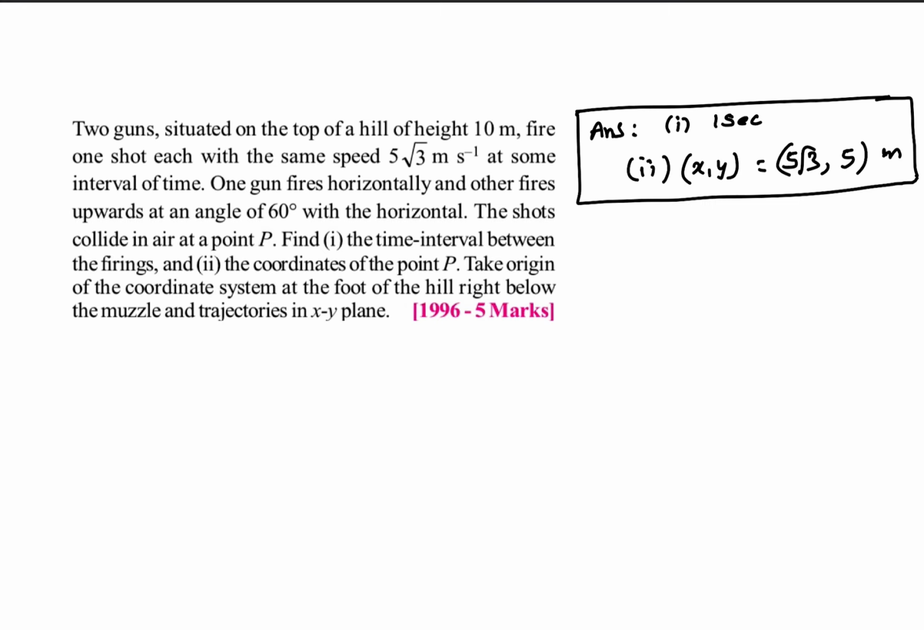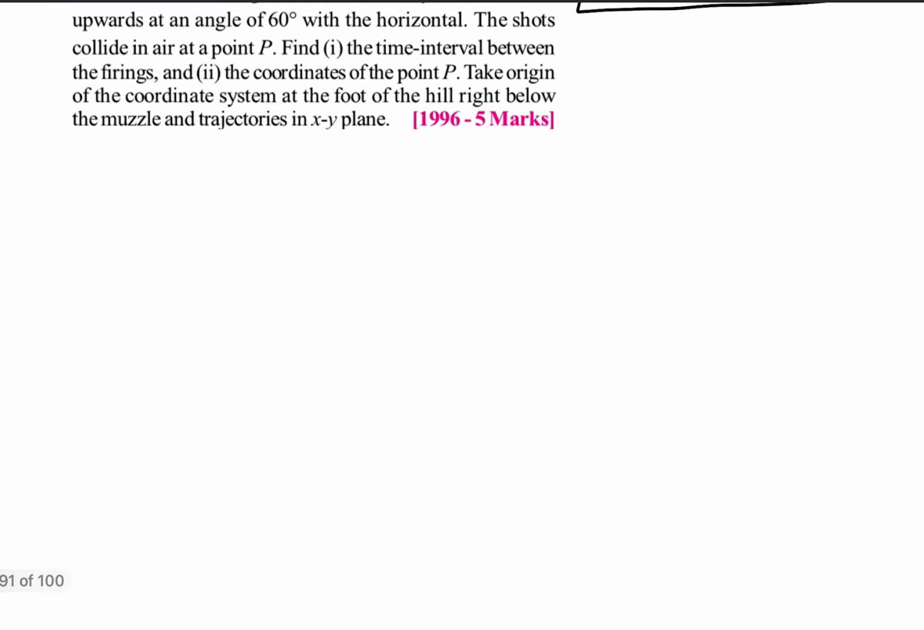The second part is the coordinates of the point P. Take the origin of the coordinate system at the foot of the hill, right below the muzzle, and trajectories in the XY plane. This was asked in 1996. It is also a 5 marks question.